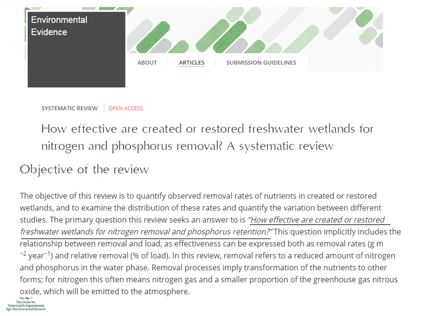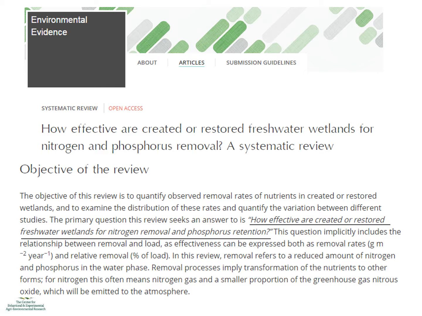And the first thing that they do is problem formulation. What's the objective? And putting the primary question very clearly stated. I've underlined it here. How effective are created and restored freshwater wetlands for nitrogen removal and phosphorus retention? And then clearly talking more specifically, we're talking about the relation between removal and load, and expressing effectiveness in terms of removal rates and relative removal as percent of the load. And they're talking about reduced amount of nitrogen and phosphorus in the water phase, giving a little bit more precision to exactly what we're talking about here, so people are clear what they're going to be talking about. Very specific, narrow question.